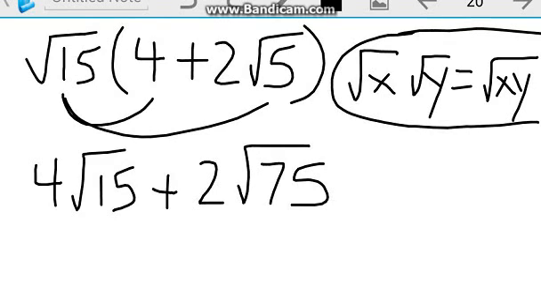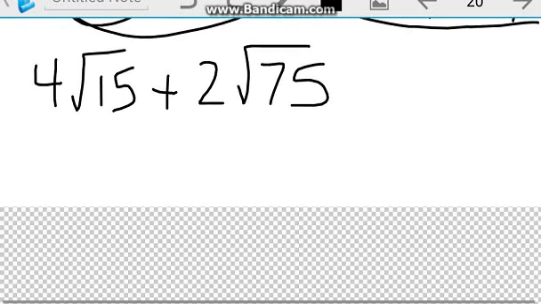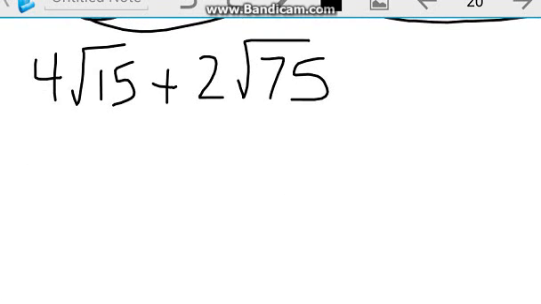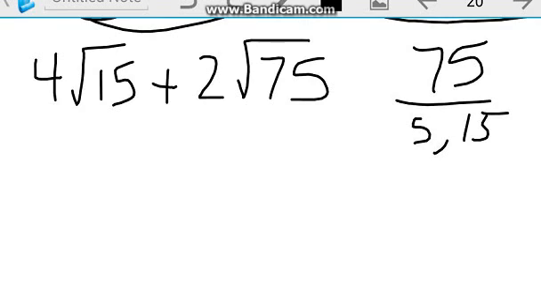Okay, so we may be finished, but we still need to simplify one of the radicals. One of the radicals can be simplified. 15 could be simplified to 3 and 5, but nothing cancels out there, so we can't really use that. But 75 can be simplified. So let's list some factors of 75. Well, we just used 5 and 15, but a better set of factors to use would be 25 and 3.